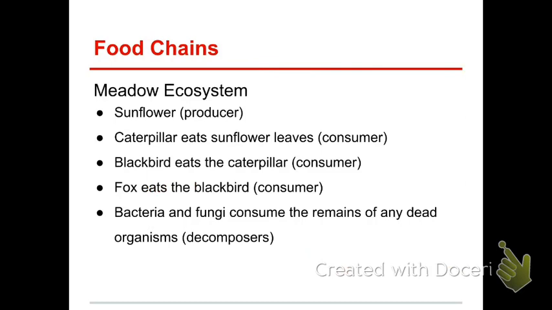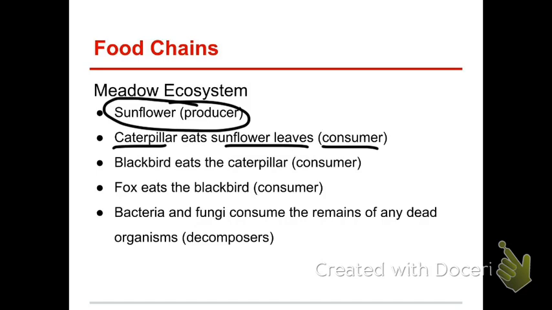Here's another example. Here's a meadow ecosystem where you have a sunflower. That's our producer. They are the energy harvesting member of the food chain. They're the ones that capture sunlight energy and convert it into sugars for the rest of the food chain. So these producers are always found at the very beginning. Okay, they are the base or the start of our food chain. Next would be a caterpillar eating sunflower leaves. Okay, he'd be a consumer.